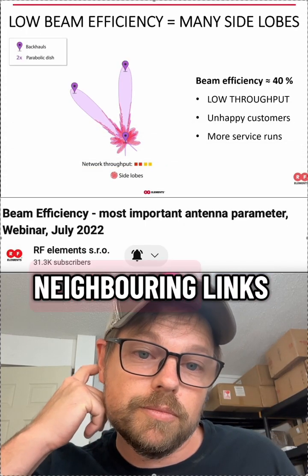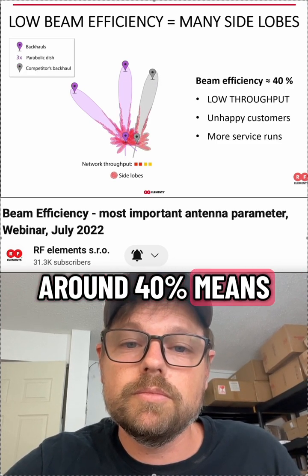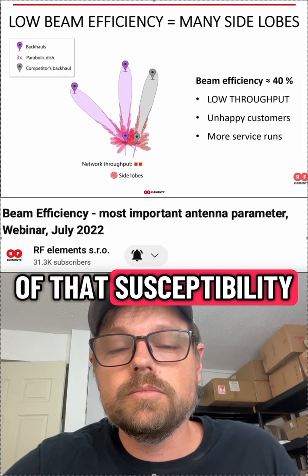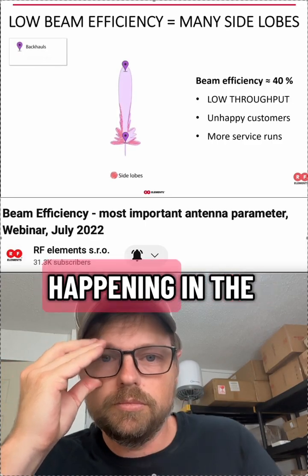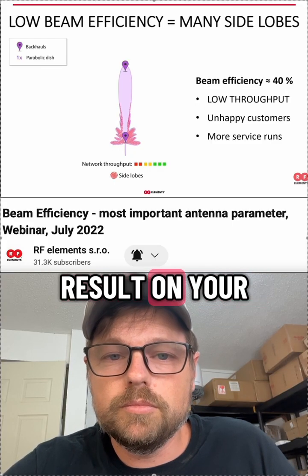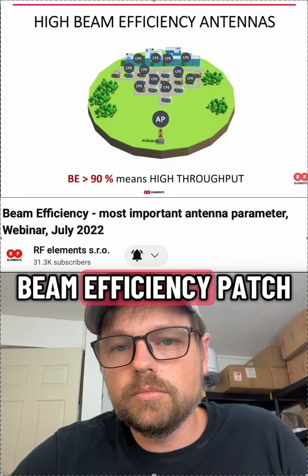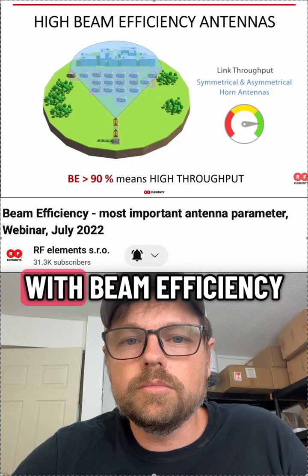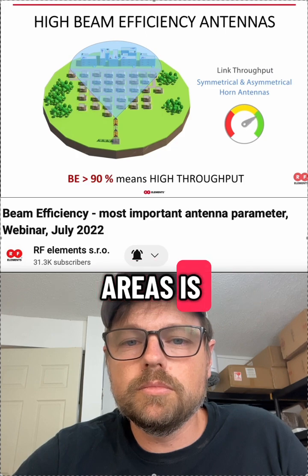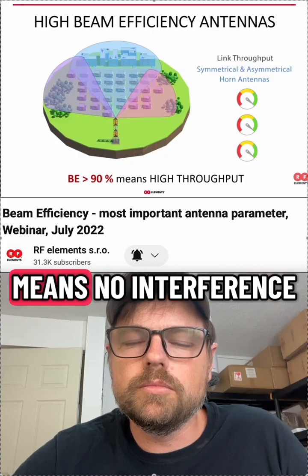And transmitted to all neighboring links. Again, whether it's a backhaul link or a distant narrow sector, the beam efficiency around 40% means low throughput in high noise areas. And on top of that, susceptibility of these links to anything that's happening in the surroundings. If someone puts up a new link, you instantly see the result on your network performance. Now, replacing the low beam efficiency patch array sector by horn antennas with beam efficiency up to 99%, the noise level in the urban and high density areas is effectively avoided. Because high beam efficiency means no side lobes. No side lobes means no interference.